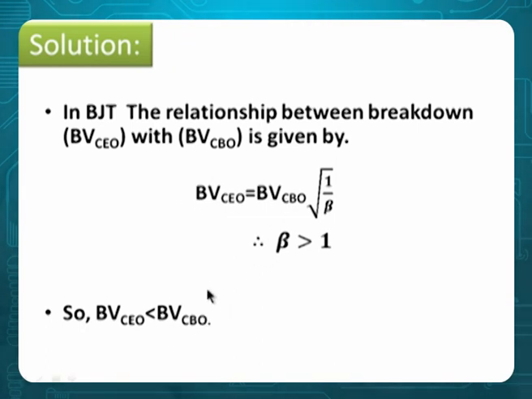And that's why the common base can bear larger voltage than the common emitter. That means indirectly, even if the common emitter breaks, the common base will not break. That's the meaning of it. Option is C. Ninth question.